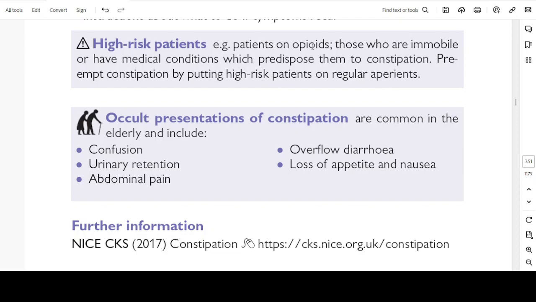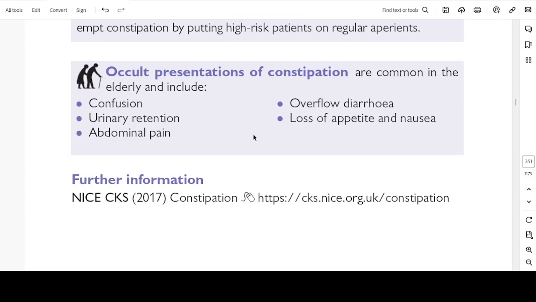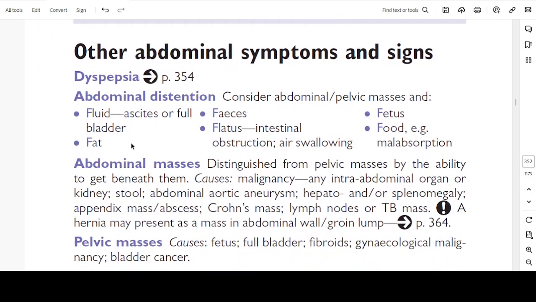When a patient is taking opioids, they are vulnerable, immobile, or have medical conditions, so preempt constipation by putting high-risk patients on regular aperients. Give them prophylactically, meaning you give them medicine for preventing constipation. Occult presentations of constipation are common in the elderly and include confusion, urinary retention, abdominal pain, overflow diarrhea, or loss of appetite and nausea. These are the occult presentations.